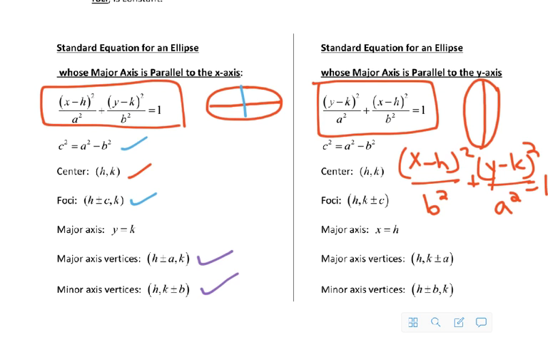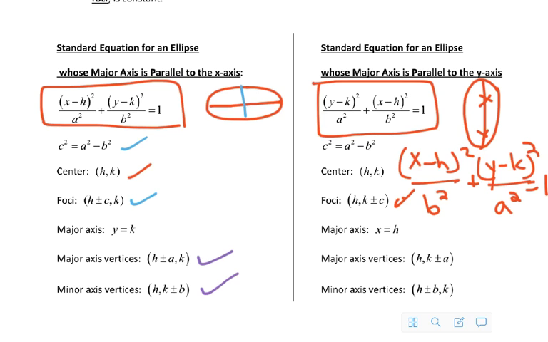Whichever variable has the bigger number underneath is going to tell you if the major axis is vertical or horizontal. If the bigger number is under x, it'll be elongated horizontally. If the bigger number is under y, it'll be elongated vertically. It's just that if it's elongated vertically, the foci instead lie on the major axis, which is the vertical one.